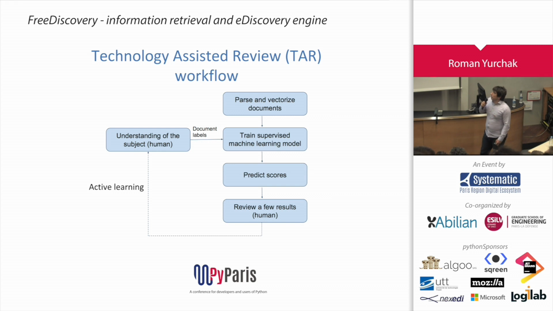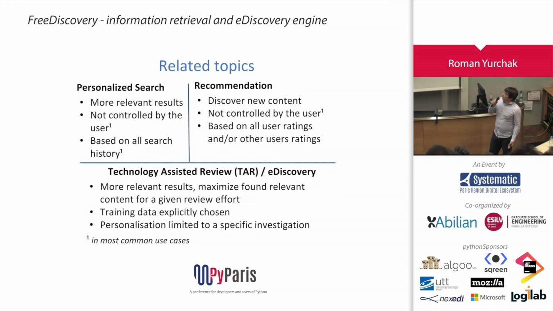In terms of relevant topics, e-discovery, or technology-assisted review, is fairly close to personalized search engines or recommender systems. In the first, we're looking for more relevant results, so in personalized search engines. For recommendation engines, typically content-based recommendation engines, we're going to try to discover content we didn't see before. And for e-discovery, the goal is to find both more relevant documents and to make sure we find as much as possible for a fixed review effort.